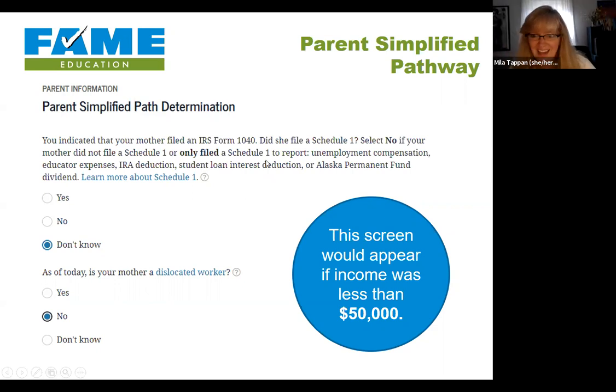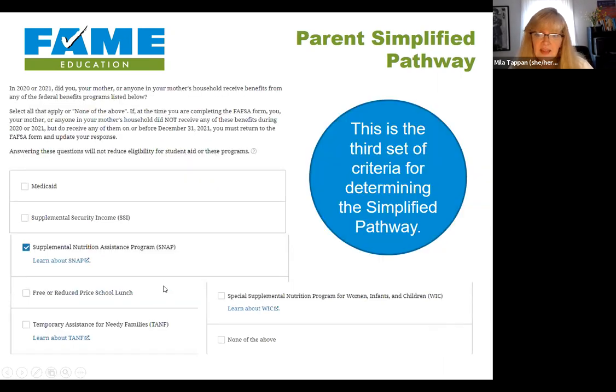So read that question carefully. They ask if a parent is a dislocated worker. And then they also ask if anyone in the family receives any of these federally means-tested benefits, and did in either 2020 or 2021. So basically, there are three criteria for determining whether or not people can go down this simplified pathway.